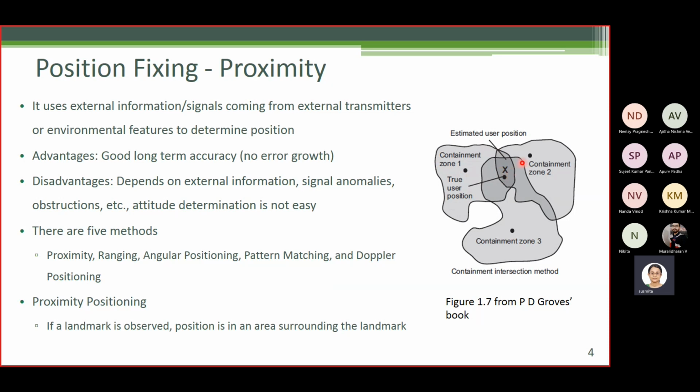And then when he sees another landmark, he knows that he is at the intersection of these two containment zones. Right? So as he sees more and more landmarks, the intersection will reduce in size and he will better know his position. But again, this is a crude way. You just see the landmarks and you know that you are at a place where you can see all these landmarks.